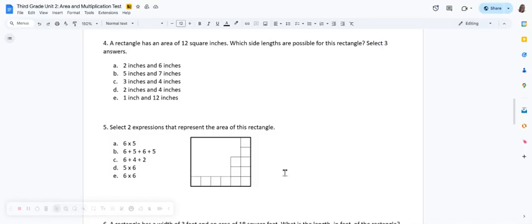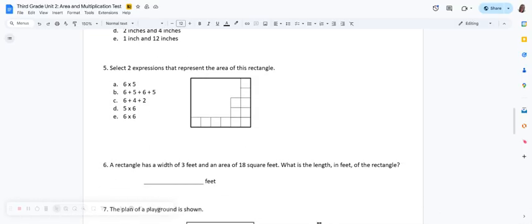Okay, moving on to question 5. It says select 2 expressions that represent the area of this rectangle. Meaning, how could you figure out the area of this rectangle by using one of these 2 expressions, or one of these 5 expressions? So pick 2 of them. So you might want to figure out the side lengths, whatever you want to do. Pause the video, look at the choices, and then circle 2.